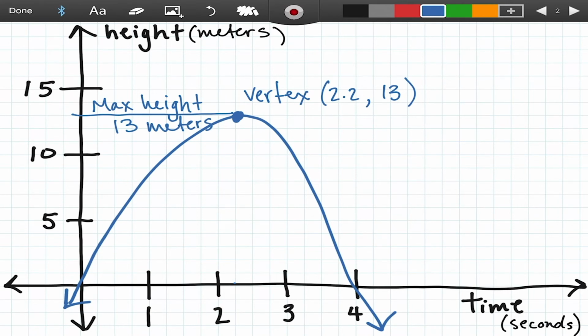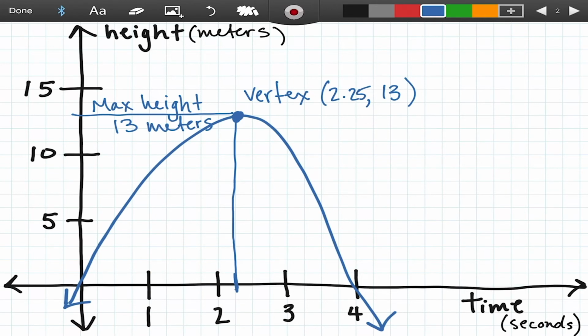All right, how long was it in the air when it got to that height? Well, that's just the x value of the vertex, okay? That's 2.2-ish seconds. It doesn't have to be perfect. 2.25, why don't we say that? It would be 2.25.